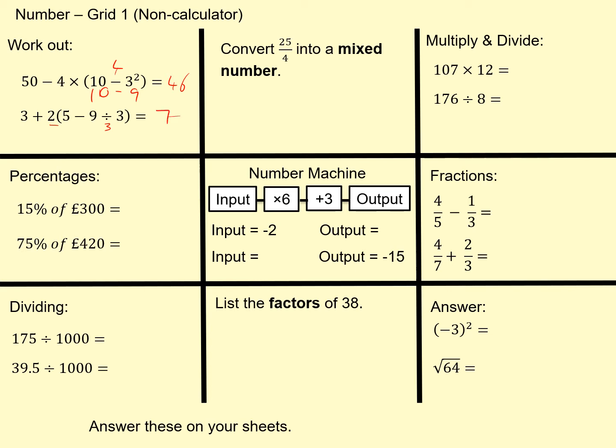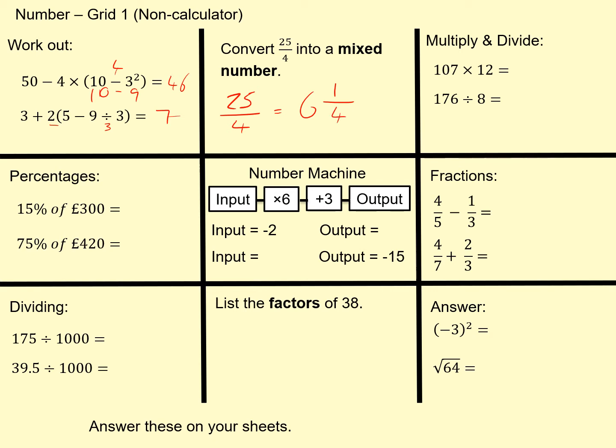Next up, convert 25 over 4 into a mixed number. So we've got 25 over 4, and I know 4 goes into 25 6 times, so the whole number is 6. I've got 1 left over, and I was dealing in quarters, so 1 over 4.